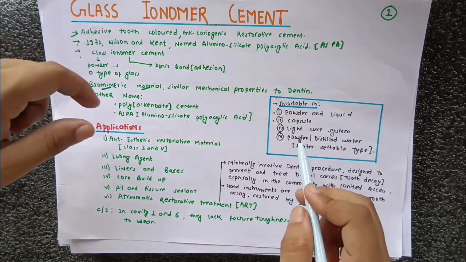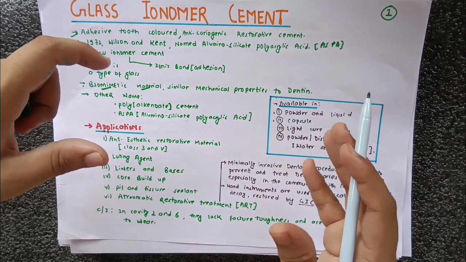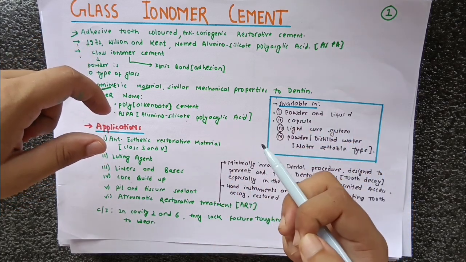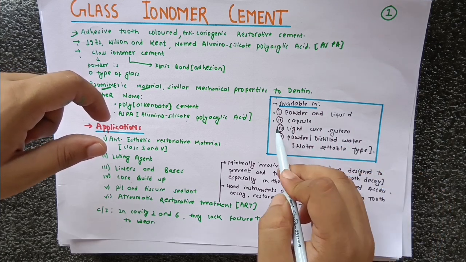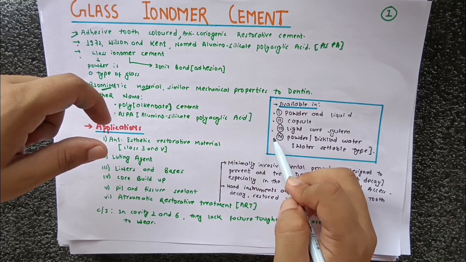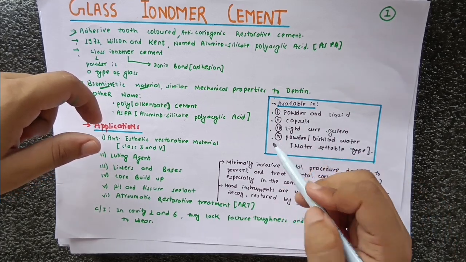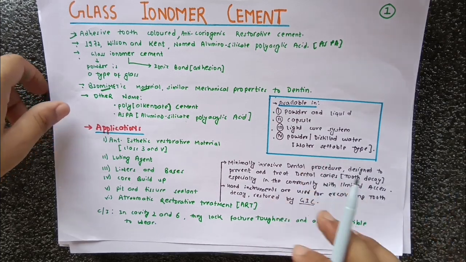After that, a light cure system. In the light cure system, there is a mix of both the powder and liquid, and when we apply light over that mix, it gets set. Powder with distilled water, settable type, is also present. So these are the four types of availability of the glass ionomer cement. Just remember this.